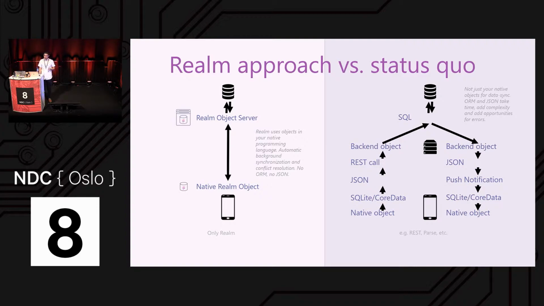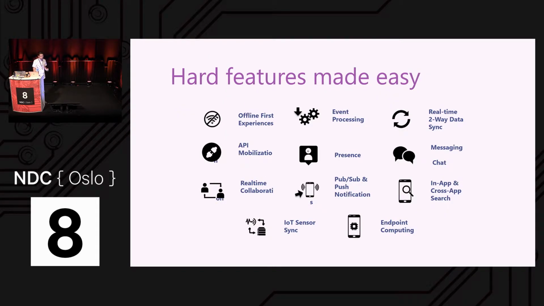As soon as things update in the mobile app, they're immediately sent to the Realm backend automatically for you, and vice versa. What's cool is that this makes it easy to do things such as event processing, real-time two-way data synchronization, messaging applications, real-time collaboration, or even IoT sensor synchronization. So it can handle tons of data all in real time.